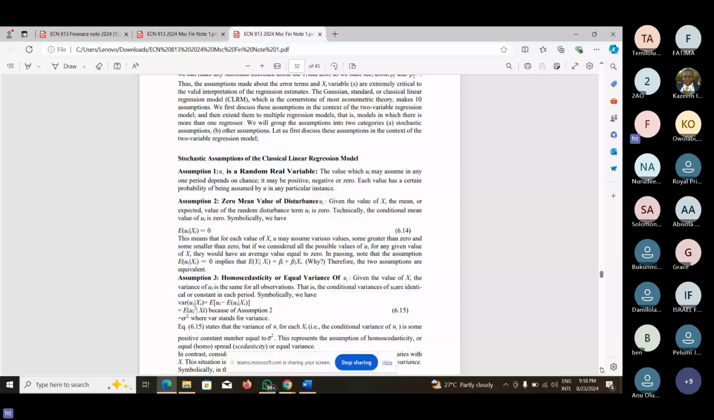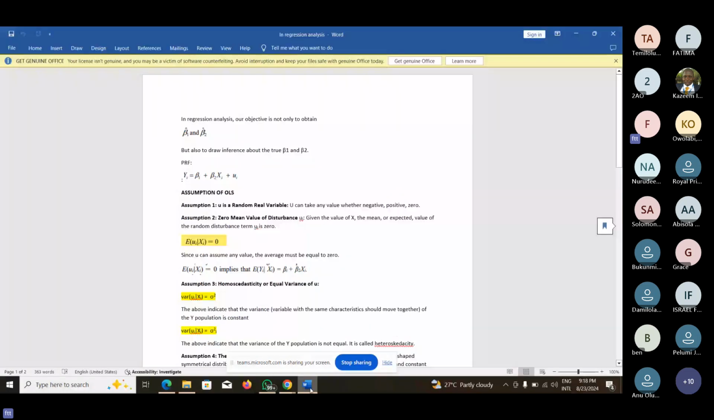Can you hear me? I want you to look at this equation 6.14. So look at this particular equation. Are we seeing it? Yes, I need a response. Okay.